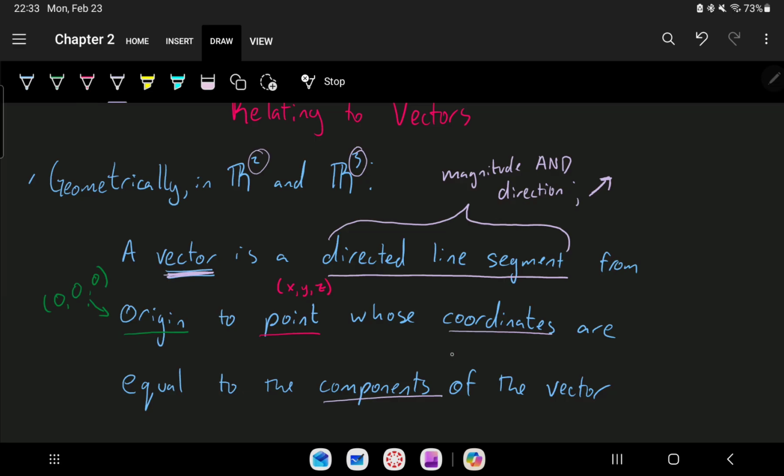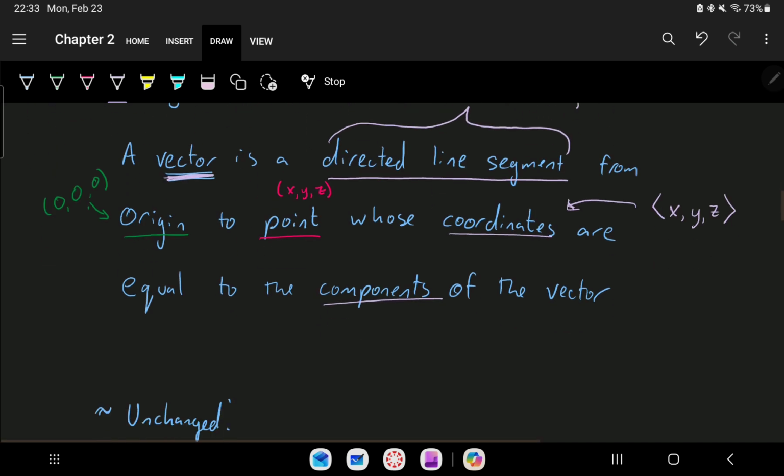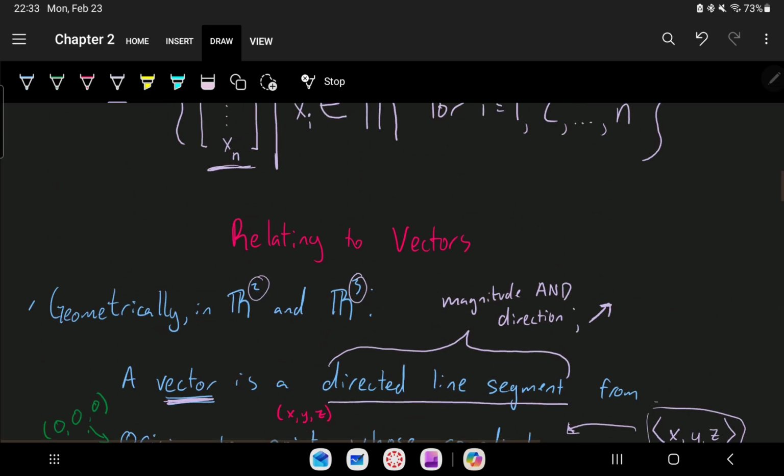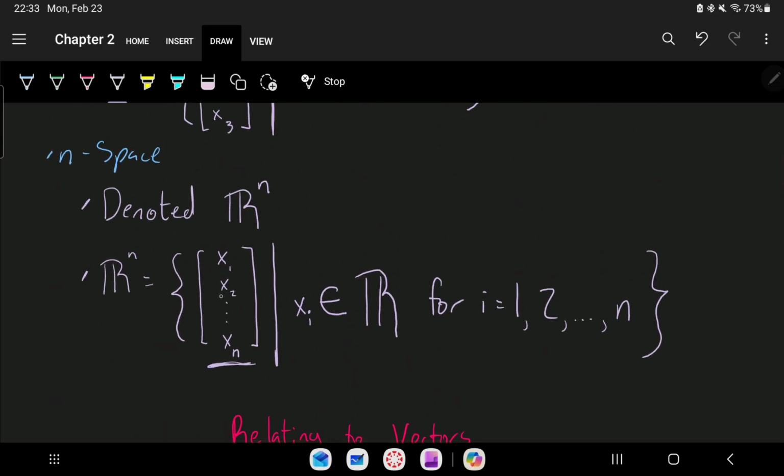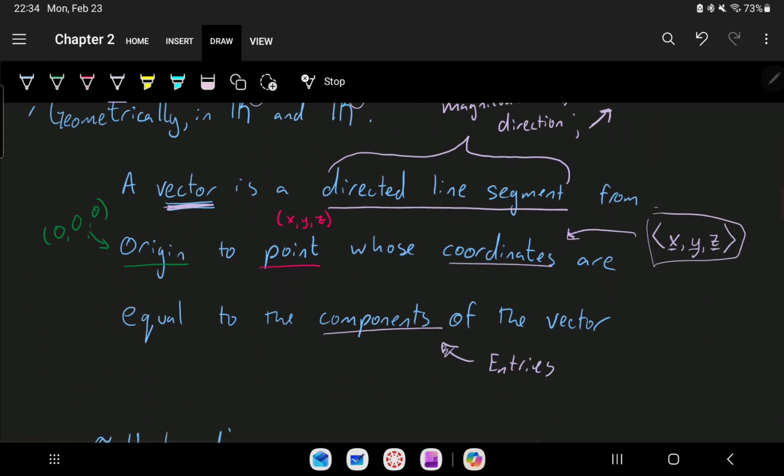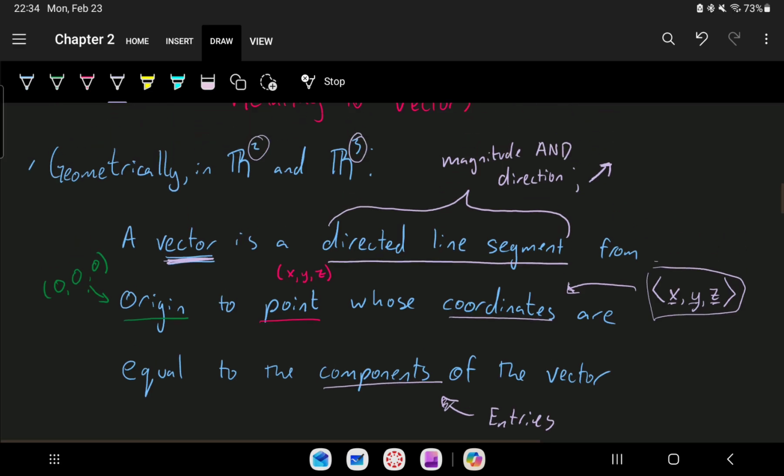And the coordinates of that vector, so when we say a vector having coordinates x, y, z, that's going to be equal to the components. And the components, very simply enough, are just the vector entries. So in this case, if this is a vector, then x, y, and z are components. If we go up here, the x1, x2, so on and so forth to xn, those are all vector components. So basically, it's just what makes up the vector.